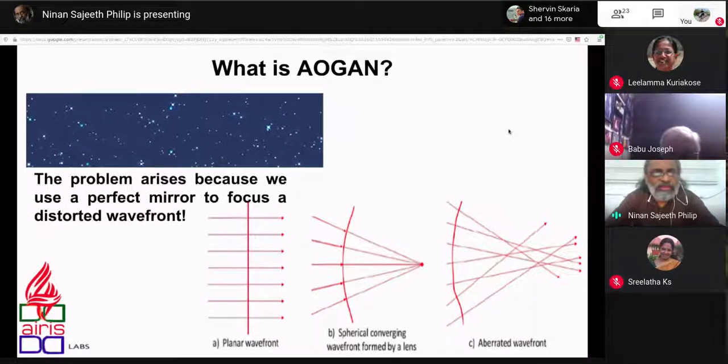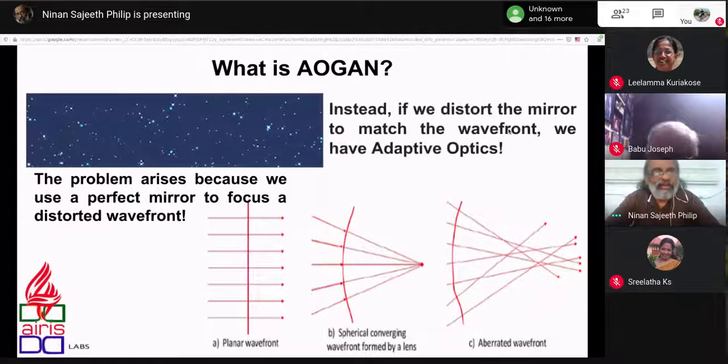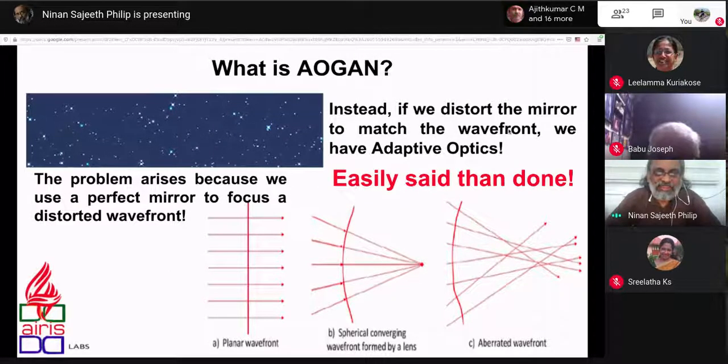Now, why is this so? In fact, the problem arises because we use perfect mirrors to focus the distorted wave. So the solution is there: if we distort the mirrors in such a way that it is matching the wavefront distortions, then we have the solution. We have adaptivity, and that will solve the problem. Very simple. Easier said than done.